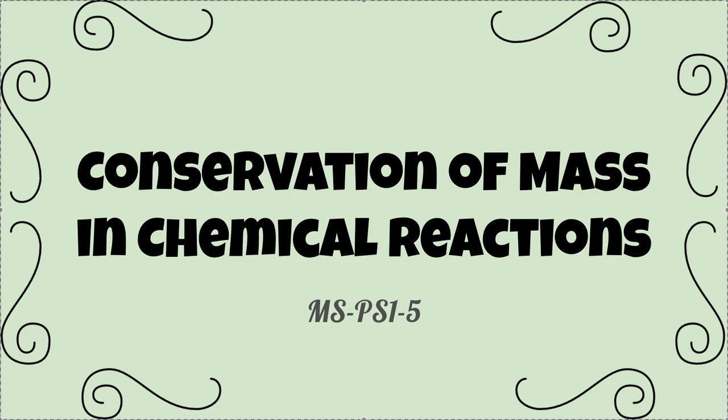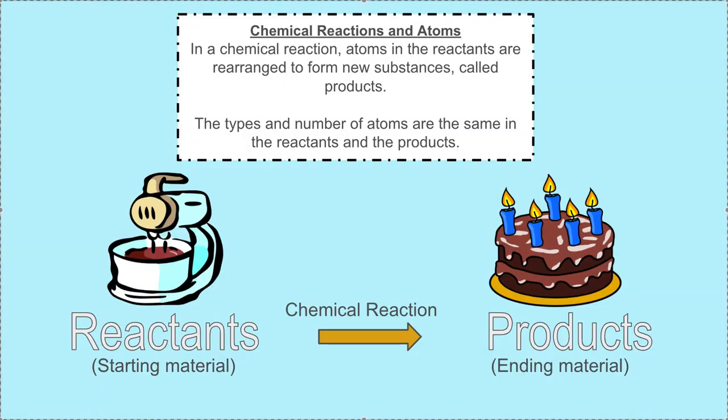Let's talk about conservation of mass in chemical reactions. In a chemical reaction, the atoms in the reactants, or the starting material, are rearranged to form new substances called the products, which are your ending material. So for instance, maybe your reactants are the ingredients to make a cake, and then in baking the cake, a chemical reaction occurs and you end up producing a cake.